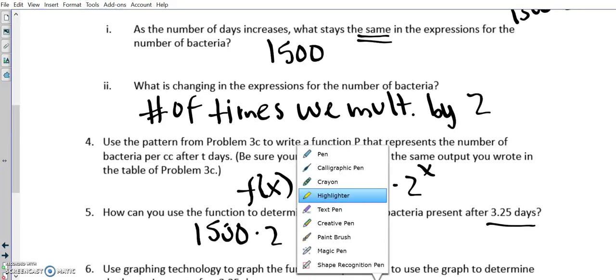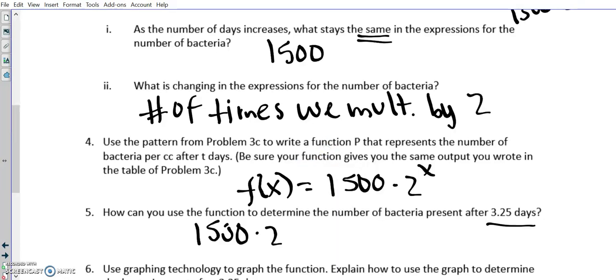I gotta get another pen. Hold on. Let's try this pen. Maybe I can do a little bit. 2 to the 3.25. It's a little bit better. We're going with it. So, in your calculator, go ahead and put that in. Don't worry, I'll wait.